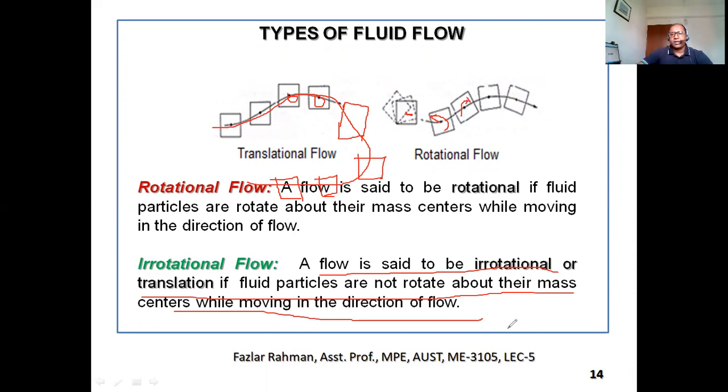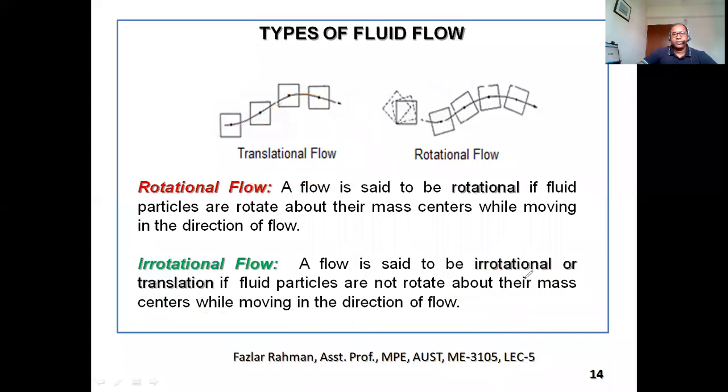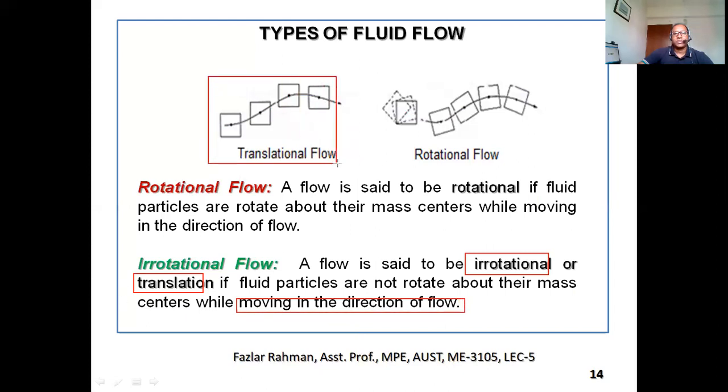So a flow is said to be irrotational or translational if fluid particles are not rotating about their mass center while moving in the direction of flow. This example is this one. And rotational flow: a flow is said to be rotational if fluid particles are rotated about their mass center while moving in the direction of flow, like this one.